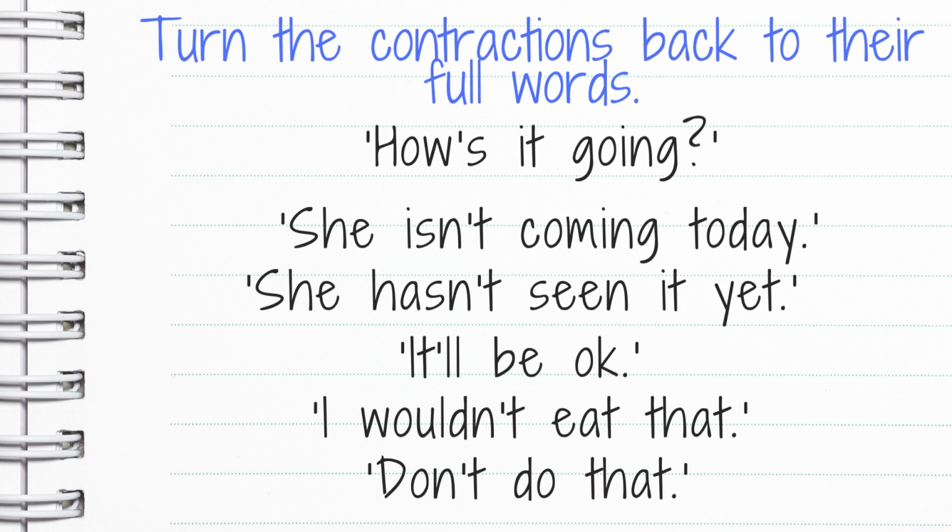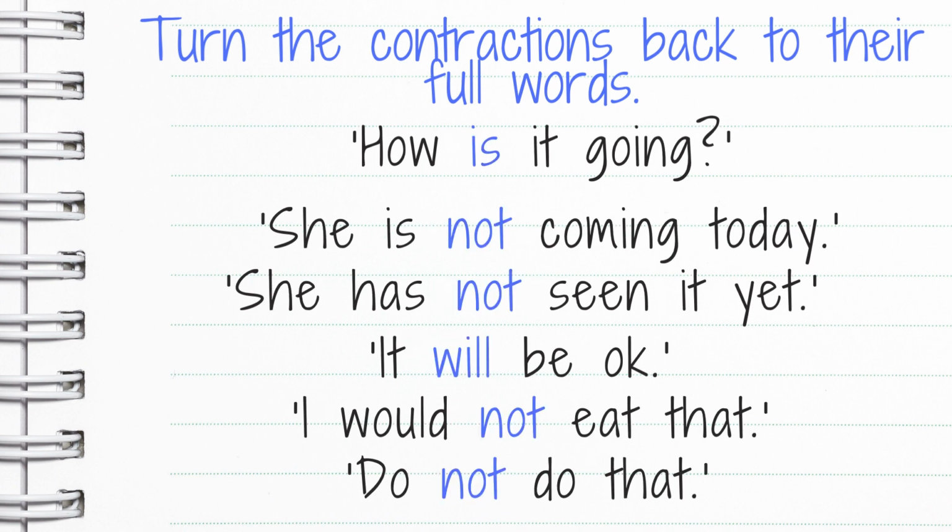Okay, so I hope you've paused the video and had a go. Now let's have a look at what the full words would have been. How is it going today? She is not coming today. So I should explain that. How is. Isn't goes back to is not. She has not seen it yet. It'll be okay. It will be okay. I wouldn't eat that. I would not eat that. Don't do that. Do not do that.